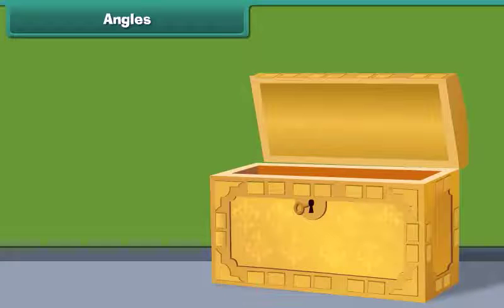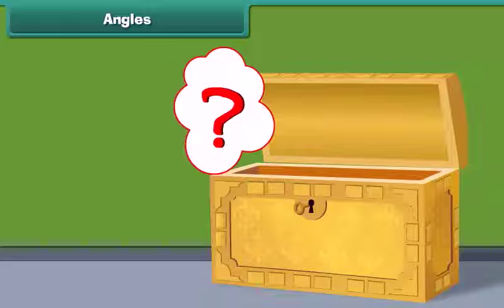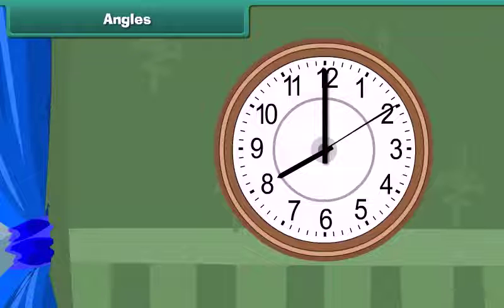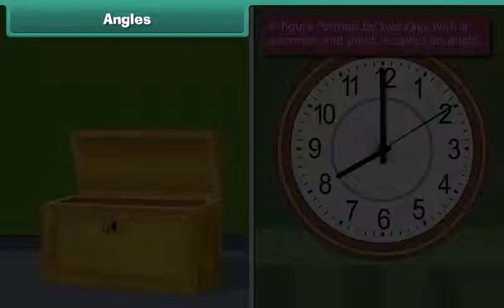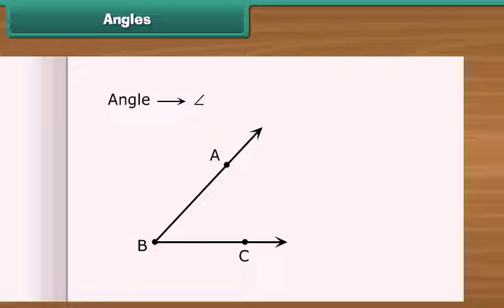Look at this box. What figure it makes? It forms an angle. Similarly, the minute hand and the hour hand in the clock form angles. A figure formed by two rays with a common end point is called an angle. An angle is represented by the given symbol. This is an angle ABC. It is represented as angle ABC. Here, B is a vertex. A is a point on one ray, while C is a point on another ray.